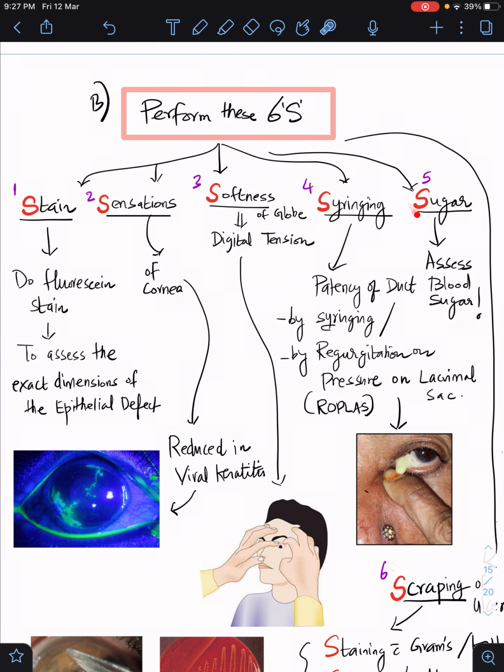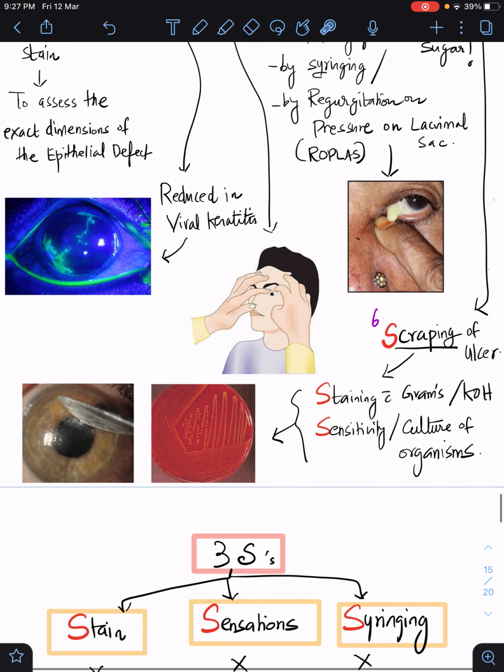The 5th S is sugars. One of the important causes for a non-healing corneal ulcer, or any non-healing ulcer in any part of the body, is high blood sugar, a diabetic patient. So assess the blood sugar. The 6th and the final S is always scrape the ulcer.